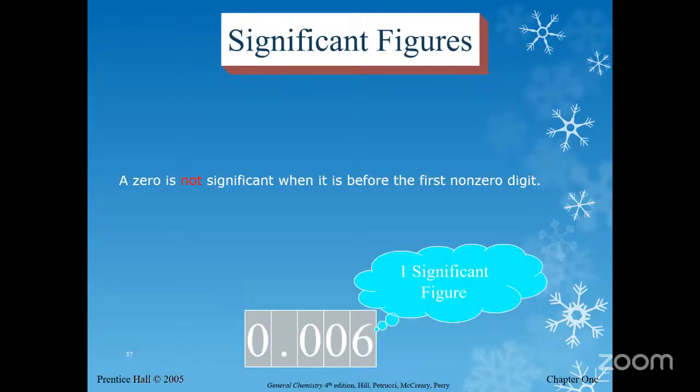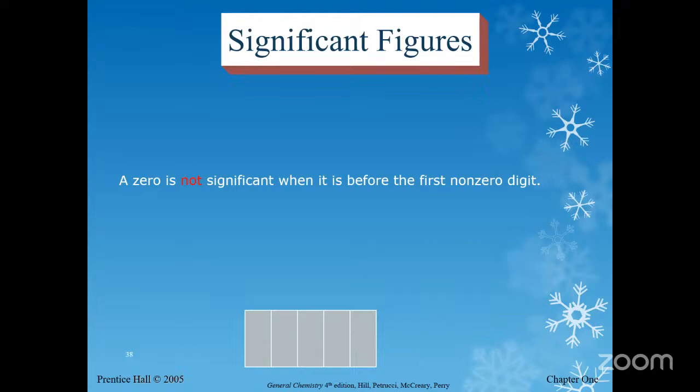In this case, you have 3 zeros appearing before the 6. So, according to this rule, those zeros are not significant. Therefore, the only significant digit represented here is the 6, so there's only one significant digit present in this number. I think I have another example of this here.